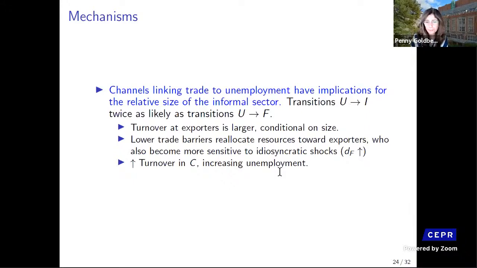But at the same time, exporters are more sensitive. So that's the sensitivity effect. The reallocation of resources towards exporters also means that they may become more sensitive. And what happens to unemployment in the end may depend on how these two effects balance each other. Conditional on unemployment, there will be a tendency for more workers to go to informality than formality. So this is the second way in which trade affects informality in this model. There are the Melitz type effects, and then there is the channel through unemployment.